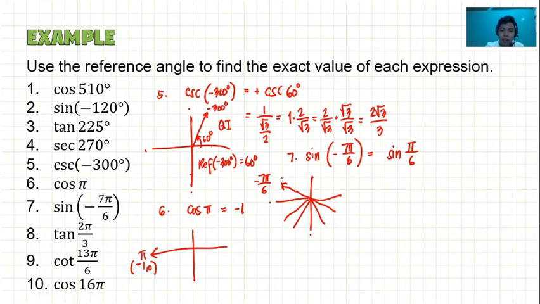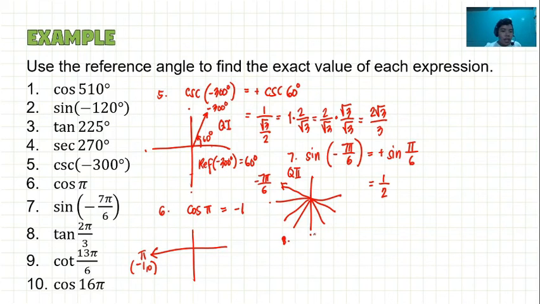So negative 7 pi over 6 is in quadrant 2, and sine in quadrant 2 is positive. So we have plus here. We now have sine of pi over 6, which is the y value of the angle pi over 6. That is 1/2. So our final answer is positive 1/2. Okay? Now let's have number 8.